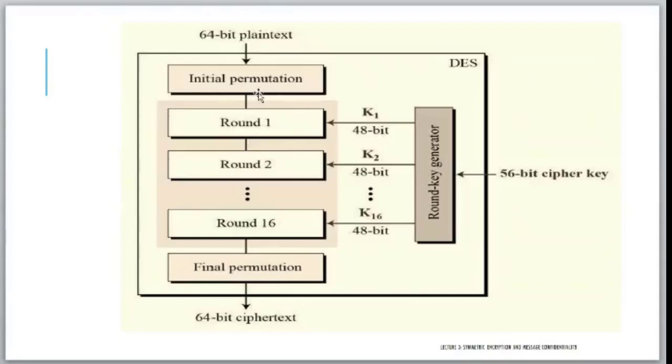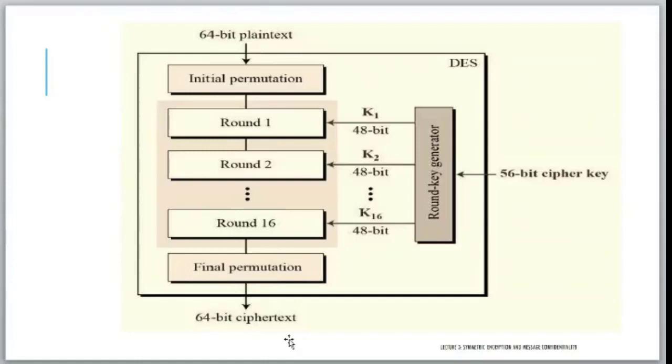Then finally, after the 16th round, it goes for the final permutation. Like the initial permutation, it changes the positions again: first bit will be placed somewhere, second bit somewhere else, third bit in a different position. They change the complete position. Whatever you get finally is your ciphertext.